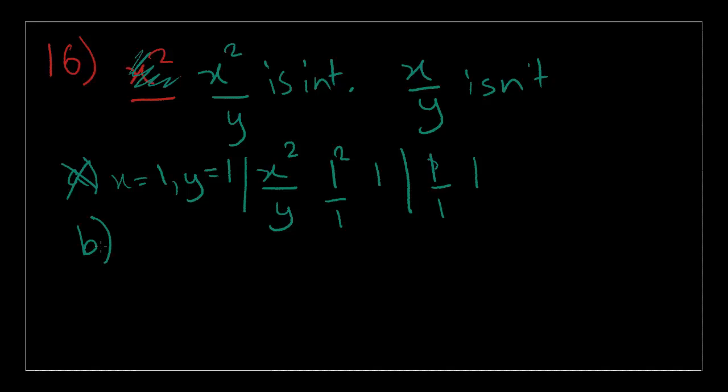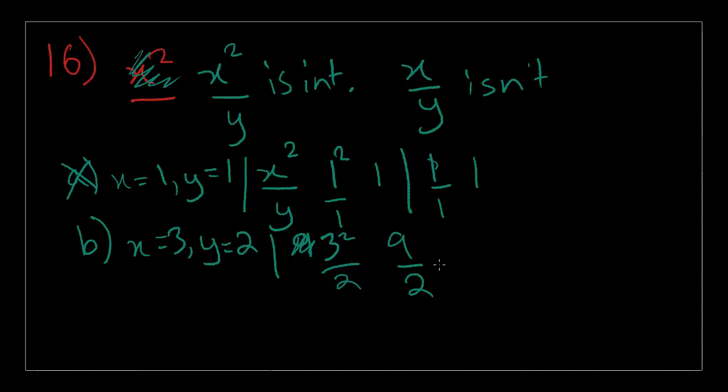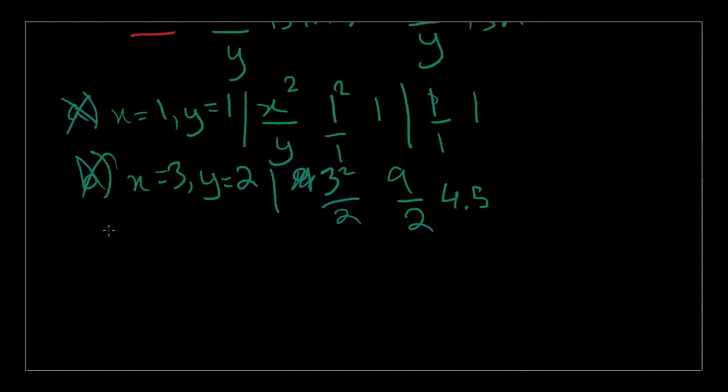Now, choice B is x equals 3 and y equals 2. Anyways, 3 squared divided by 2 is equal to 9 divided by 2, which is equal to 4.5. That's not an integer, so this is wrong already. Cross it off. Moving on. C.